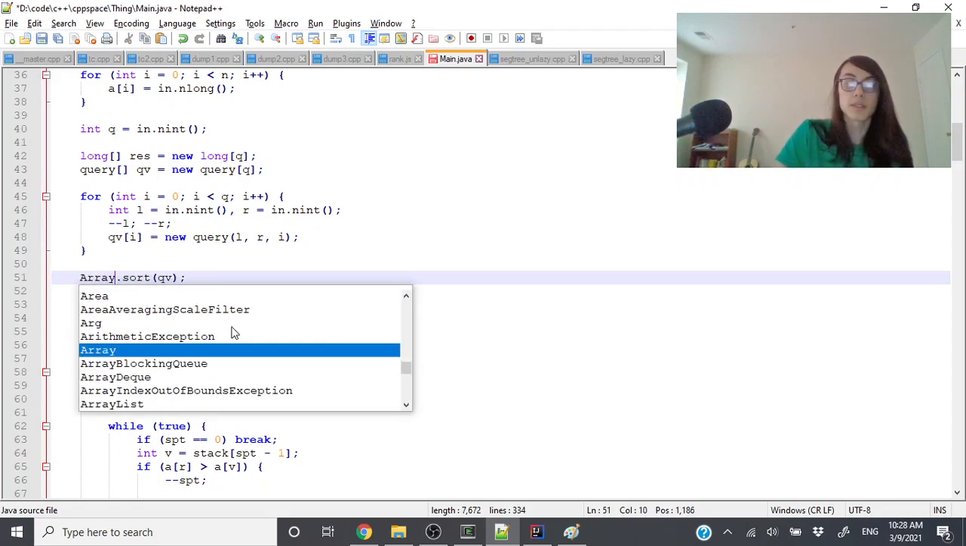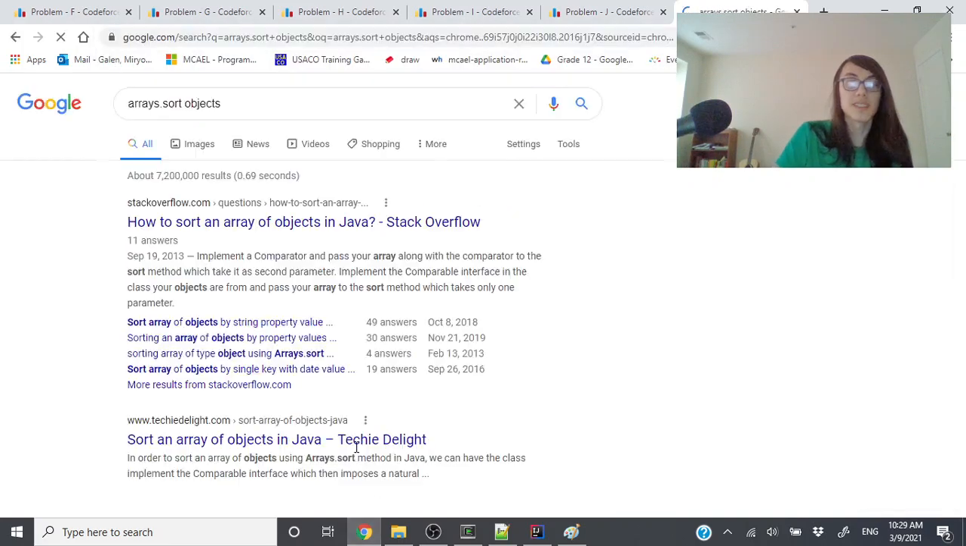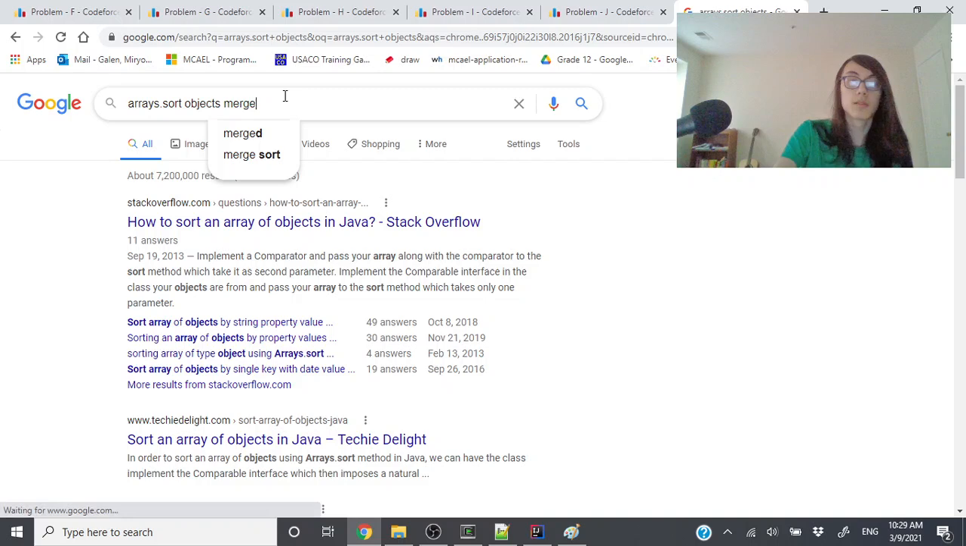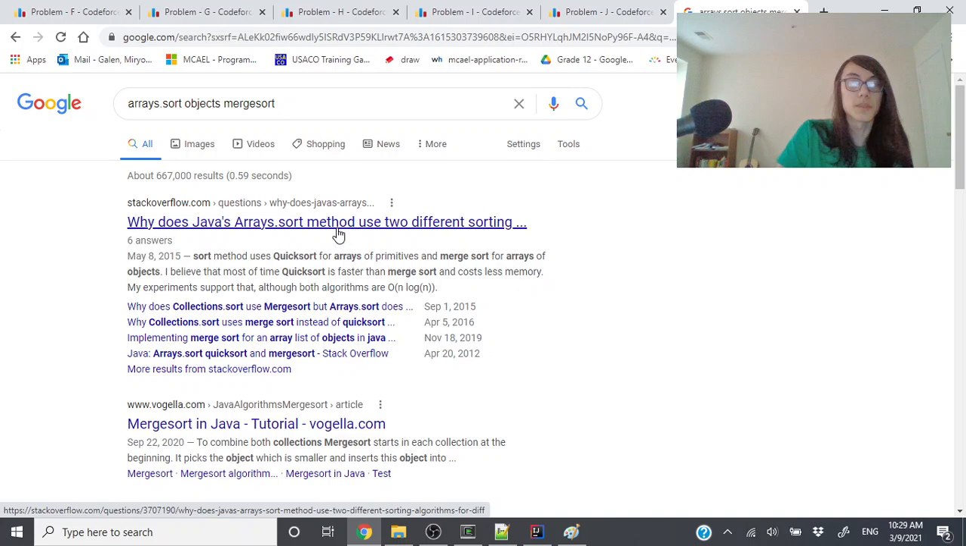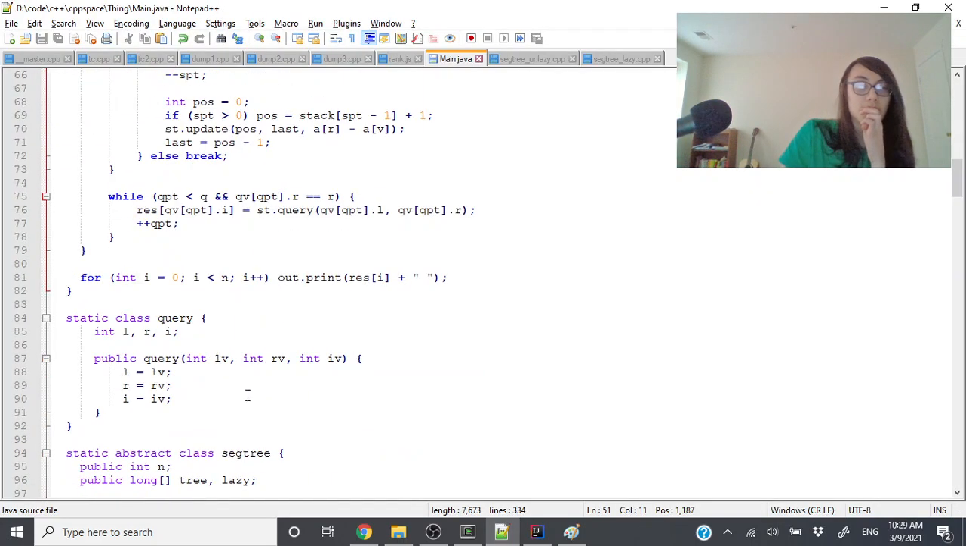Actually, it should be arrays. I don't trust Java. Maybe Kotlin fixes this, but it uses objects, right? Merge sort for arrays of objects. Yeah, okay, we're good.